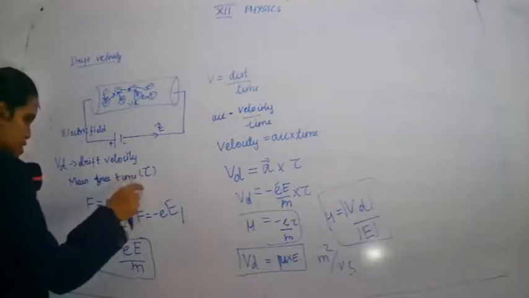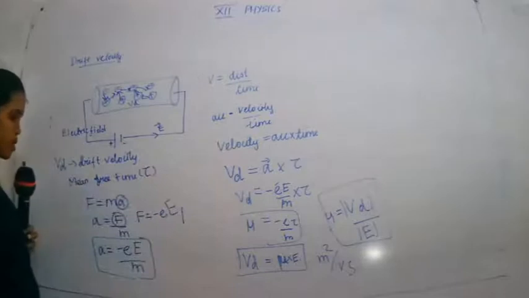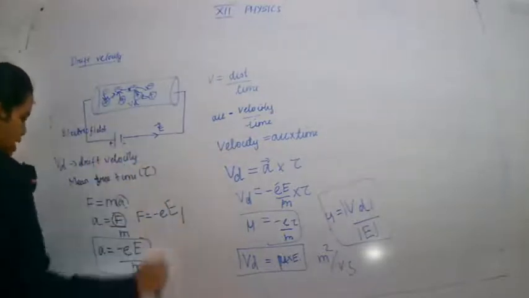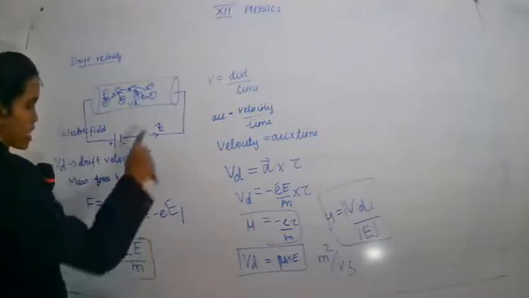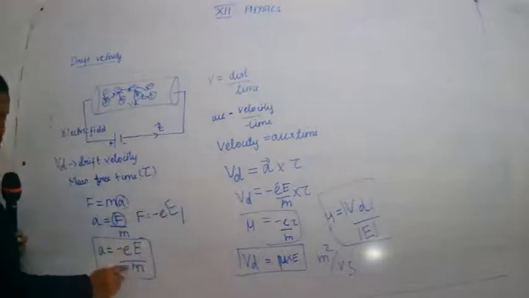There is a velocity and there is a time, so there will be acceleration, because acceleration equals velocity by time. Force equals mass into acceleration according to Newton's second law. So what is the force here? That is the electron charge into the electric field, so minus e E by m.